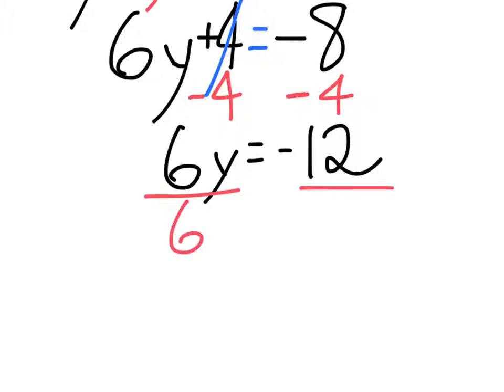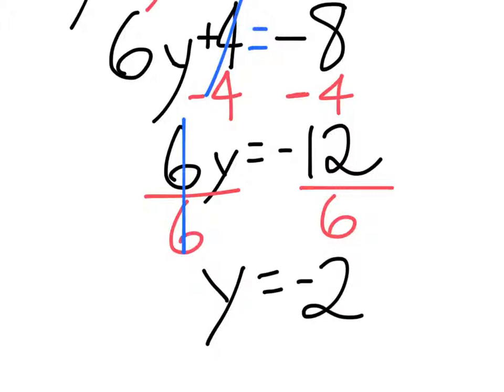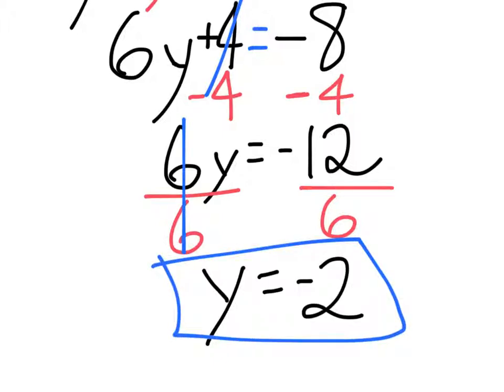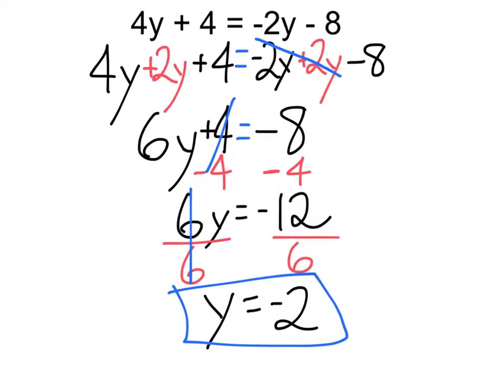Next step, we're going to apply inverse operation by dividing both sides by what? By 6. And when we divide both sides by 6, the 6's, of course, cancel out. So all that we're left with on the left side is y. And negative 12 divided by 6 is what? Negative 2. So y equals negative 2. That's our answer.